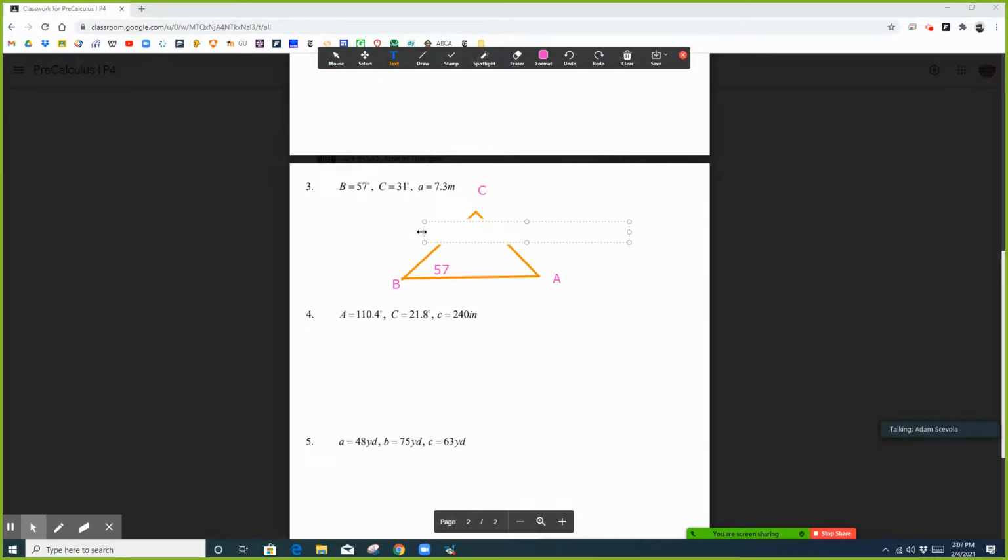So I'll make this 7.3. And you could have drawn it differently. It's fine. Just make sure angle C is 31, angle B is 57, and the side across from angle A is 7.3. All right, so now what do we do?